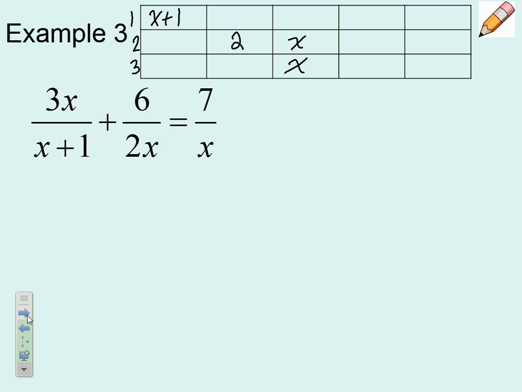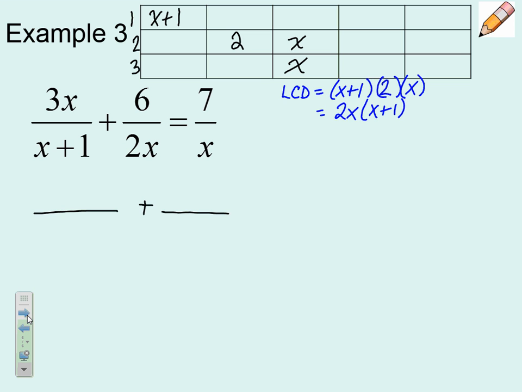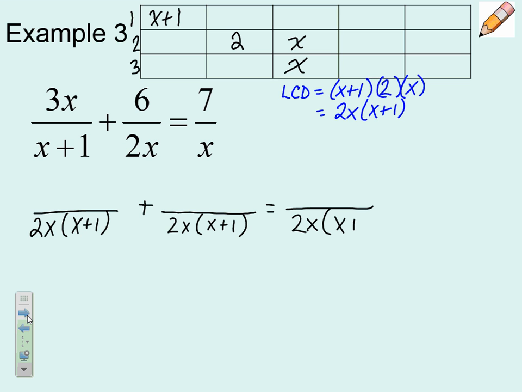And now my lowest common denominator, my LCD, would have the x plus 1 from the first column, the 2, and the x. And if you want to, you would simplify that as 2x times x plus 1. Okay? So that's my lowest common denominator for all 3 fractions. So I'll write my lowest common denominator is the 2, the x, and the x plus 1.